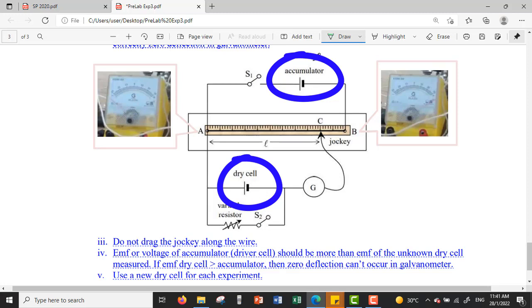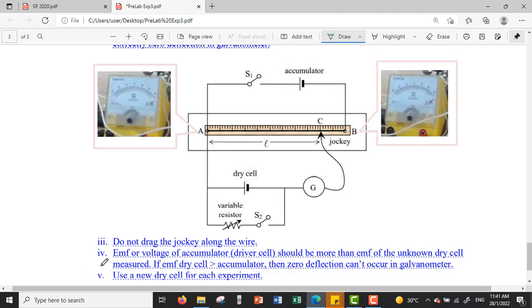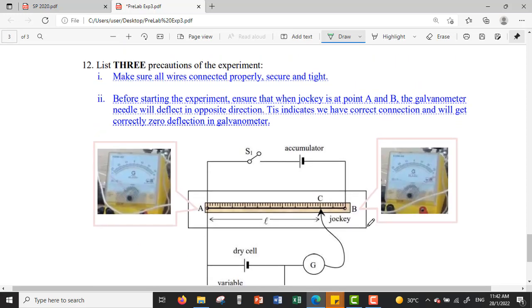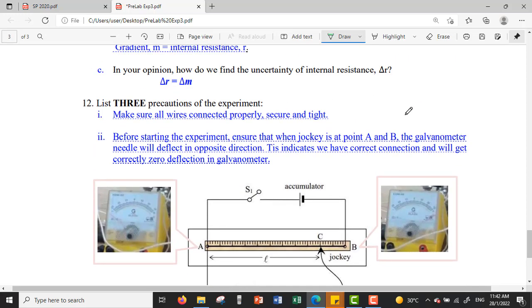If the EMF of the dry cell is greater than the accumulator, then zero deflection can't occur in the galvanometer, and we will not be able to take the reading. Last one, we might use a new dry cell for each experiment. So these are some of the precaution steps when we perform the experiment.